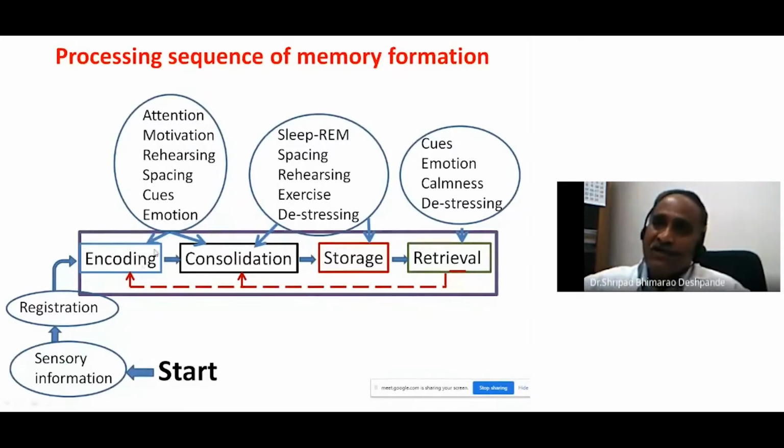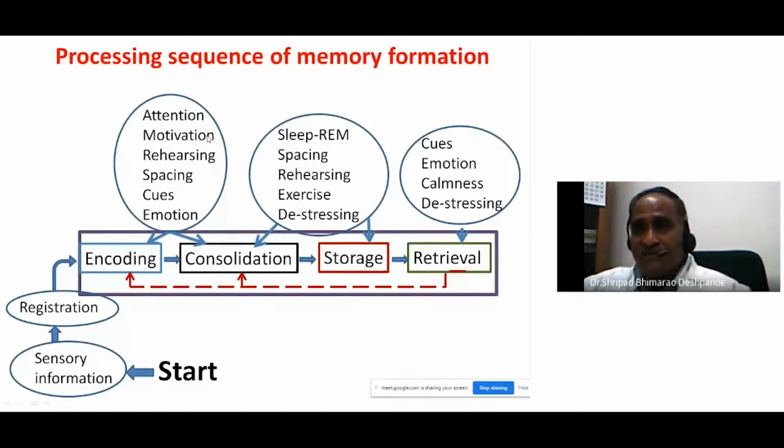For encoding, what do you require? You require attention. Say you have sensory information coming in. The sensory information is the auditory lecture I am giving, then the visual impact of these things, and third, you see myself there on the other screen. They put them together, and that would register, if you are attentive. Then that encoding happens.